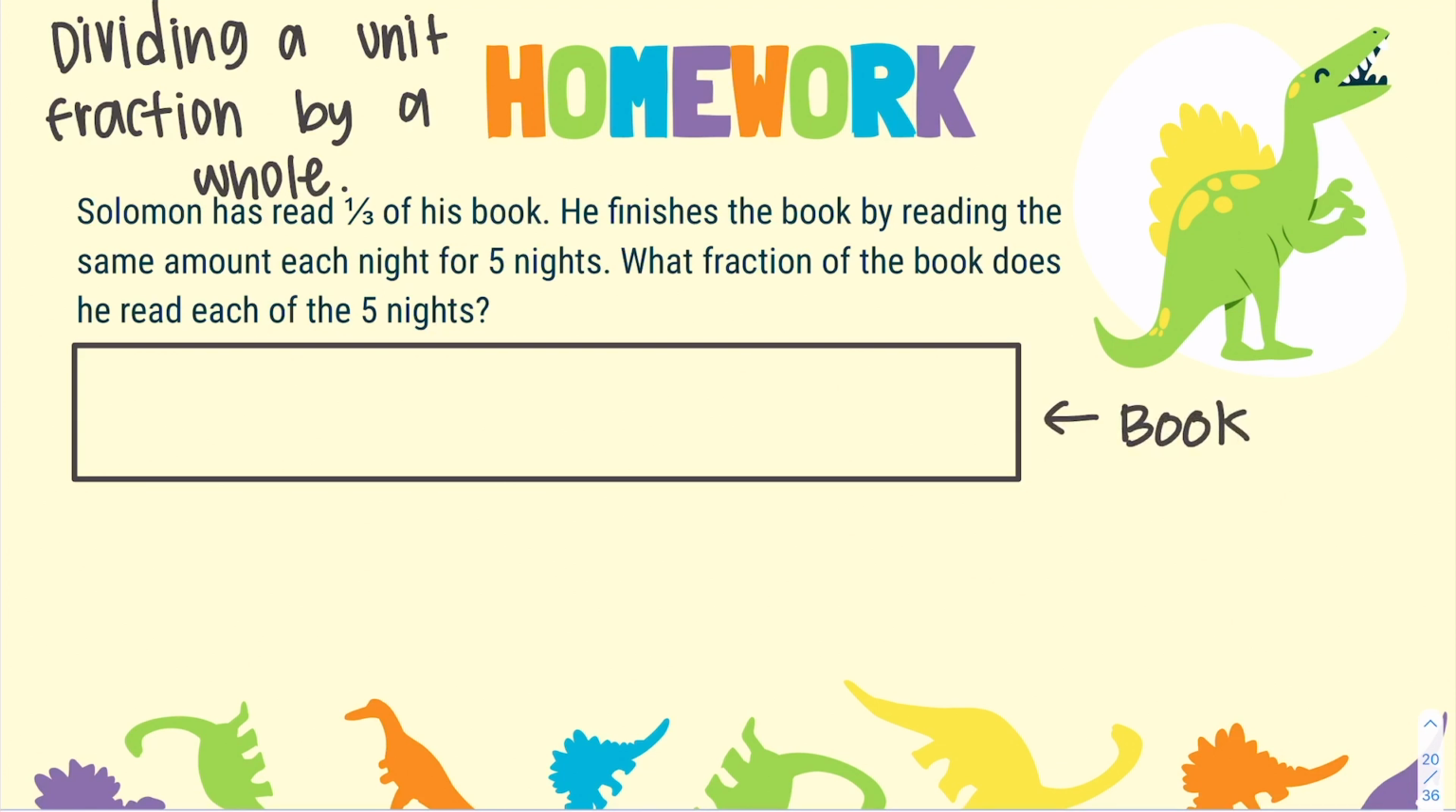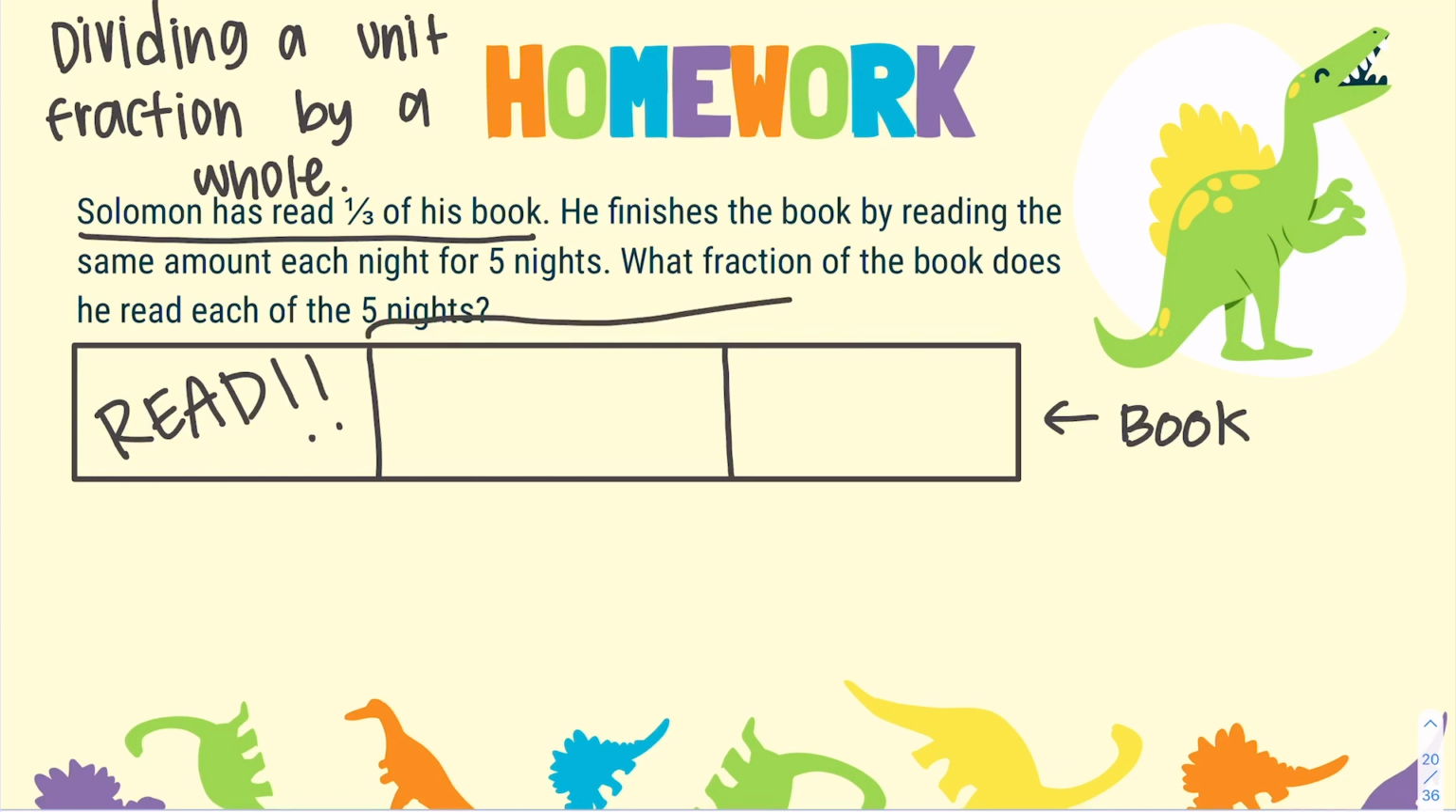The next thing I'm going to do is split this up into thirds. I'm doing this in thirds because I know that Solomon has read a third of his book. So he's already read this one, meaning that these 2/3 he still has to read. And he's going to split this up into 5 nights, like it says. So the division sentence is 2/3 divided by 5. This is going to tell us how much he's going to read in one night.